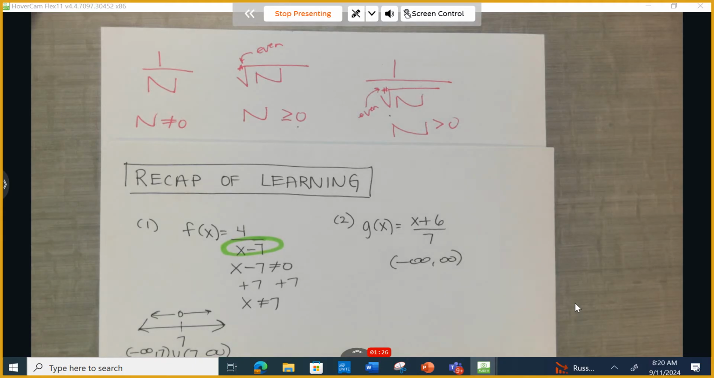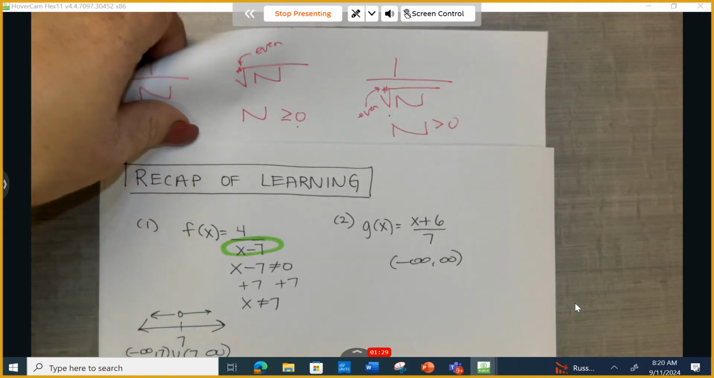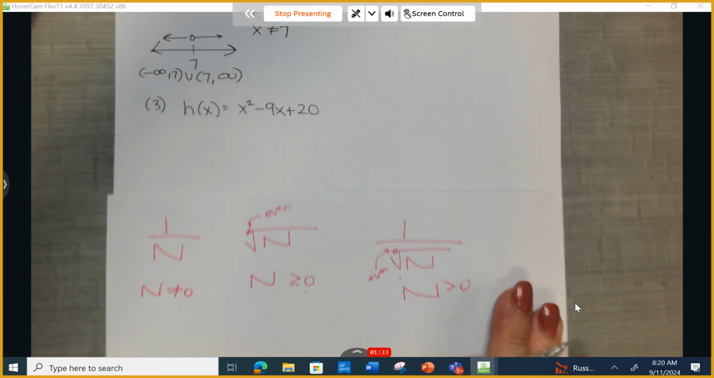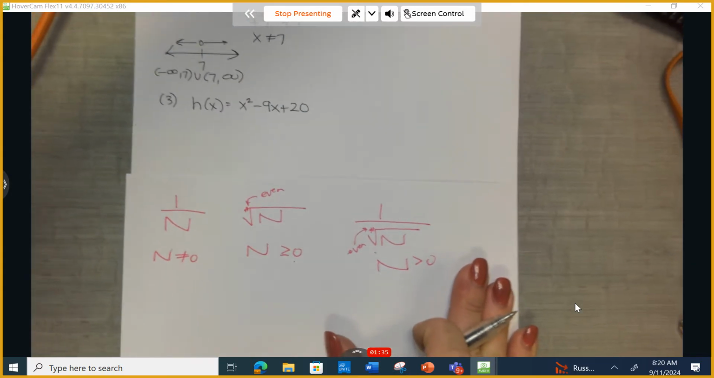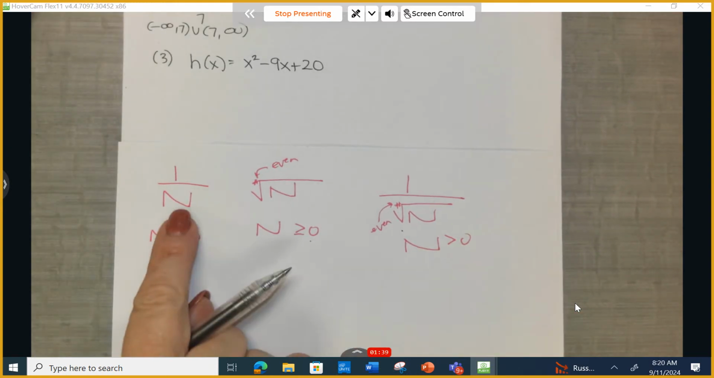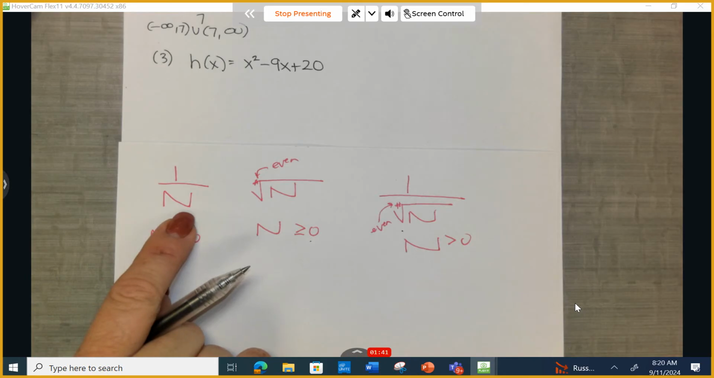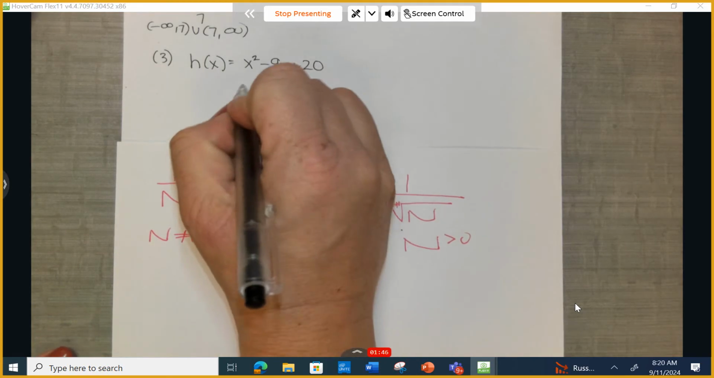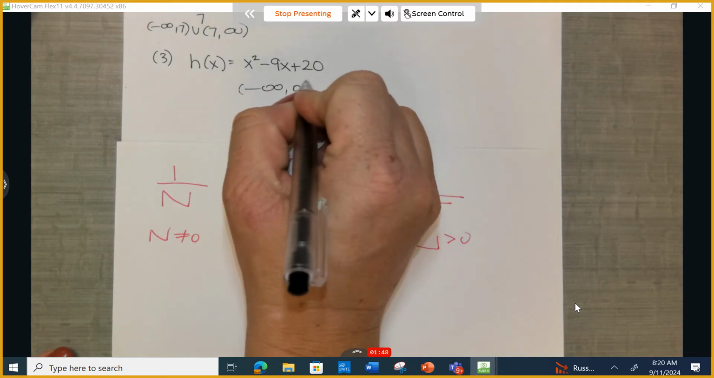Let's look at number 3. So I'm going to bump this up. In fact, I'm going to put our rules down below. So here is number 3. If we look at the rules, we don't have a denominator that has variables. We don't even have a radical. So there is no restrictions, negative infinity to positive infinity.